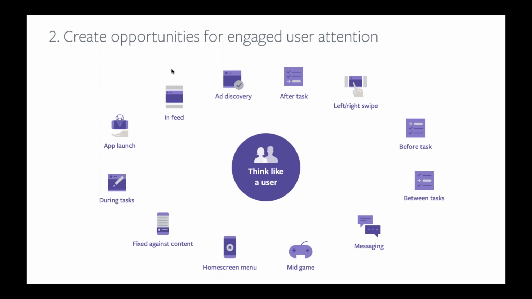Then there are five flows in the middle tier. I'm not going to spend too much time on these since they neither drive engaged user attention nor are they particularly detrimental to the user experience. But the last tier is detrimental to the user experience because it tends to either be more disruptive, like mid-game or during a task in my flashlight example, or simply ignored when you have a static ad while you're scrolling against content, which is often what banner ads do.